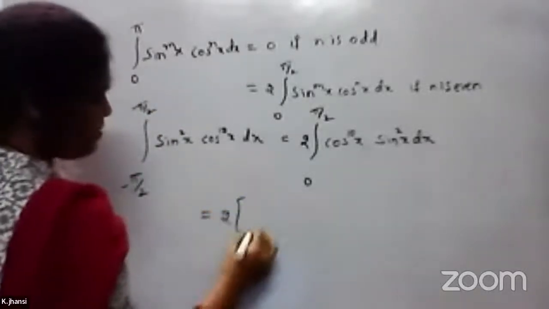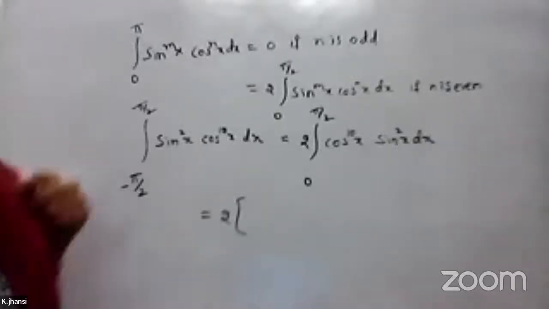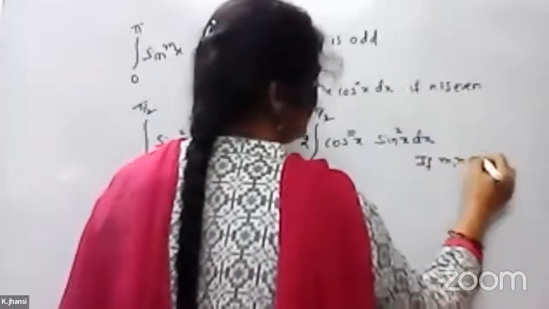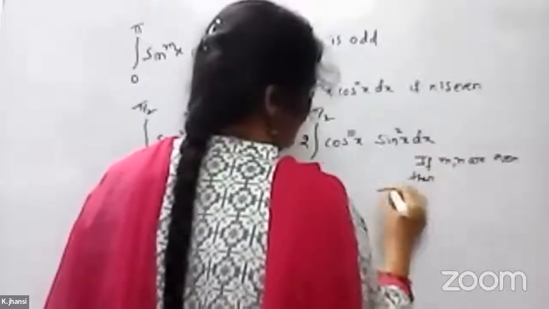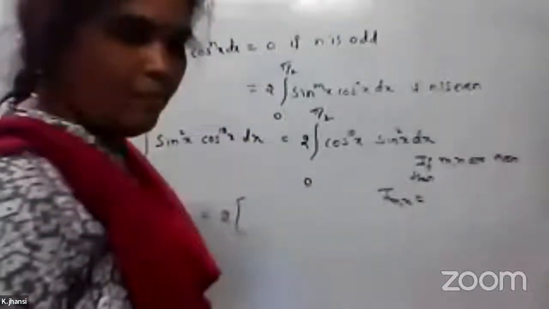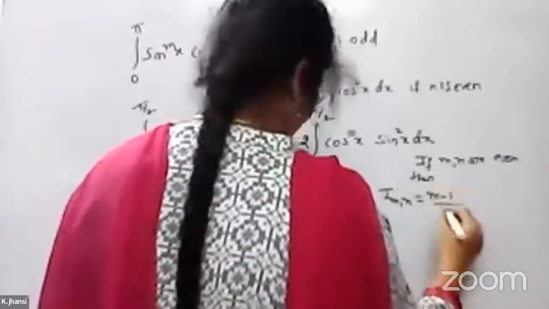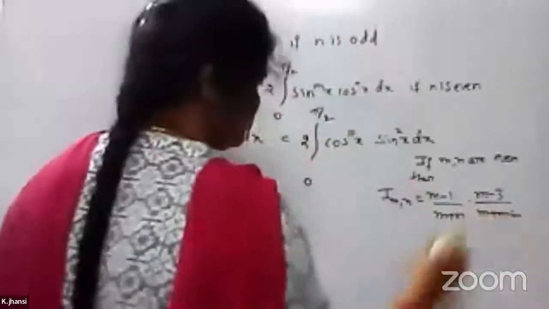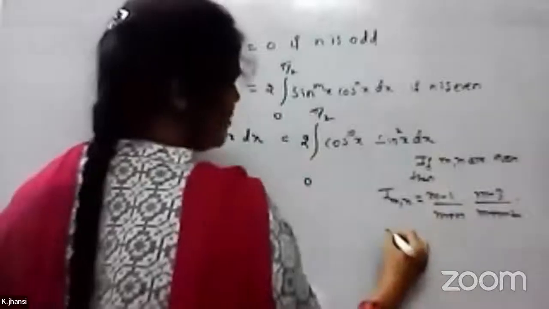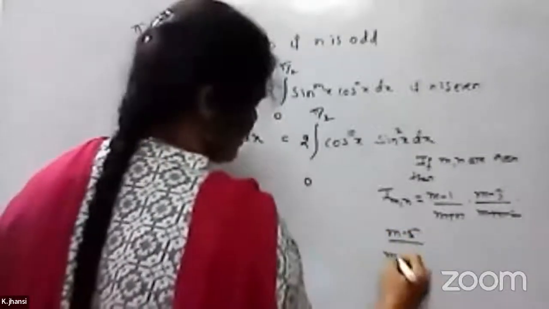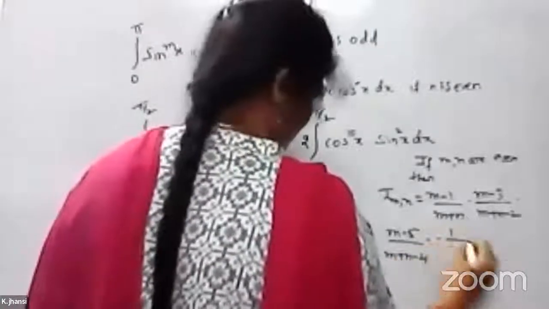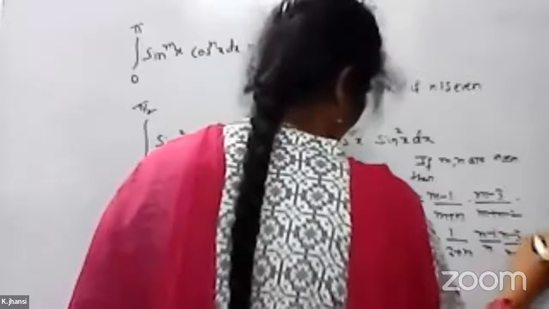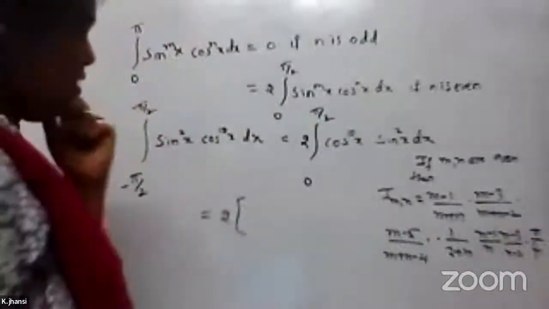So for this we have the formula. If both are even, so here you write: if m, n are even, then I(m, n) equals (m minus 1)/(m plus n) into (m minus 3)/(m plus n minus 2) into (m minus 5)/(m plus n minus 4) and so on, into 1/(2n plus 2n minus 1) into (n minus 3)/..., and the last term is pi by 4. Okay, so this is the formula.